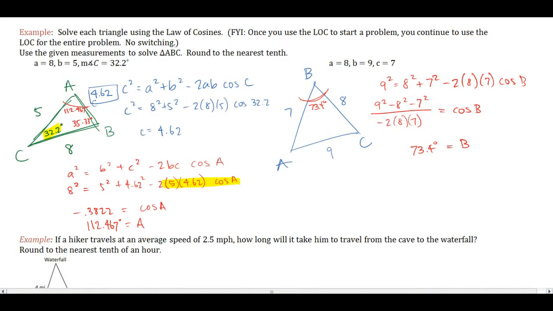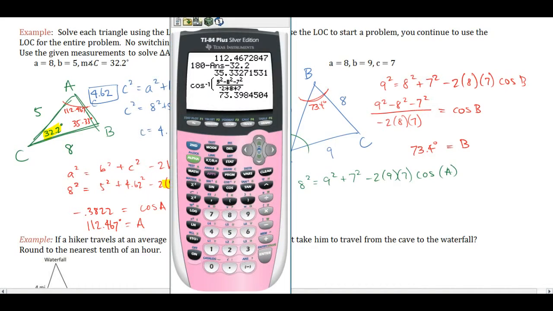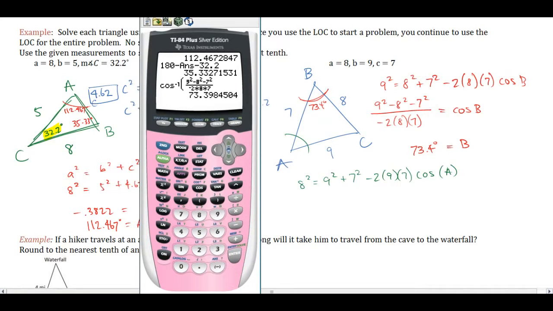So again, just kind of a do-over of this exact same problem. I'm going to go after angle A. So the way I go after angle A is 8 squared equals the other two sides, so 9 squared plus 7 squared minus 2 times 9 times 7 cosine of angle A. And now I'm going to grab my calculator because I'm used to this.